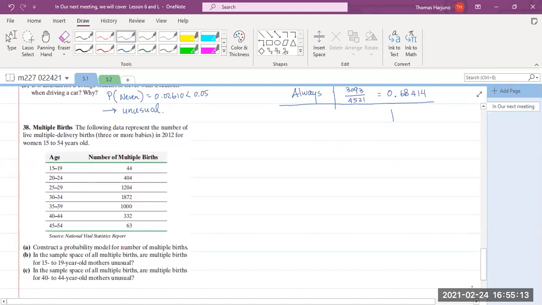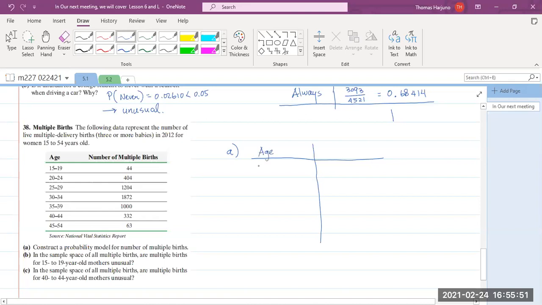Okay, number 38. The following data represent the number of live multiple delivery births, that's 3 or more babies, for 2012 for women from 15 to 54 years old. I would like you to construct the probability distribution here. So part A, I would like you to construct a probability distribution. I believe the procedure we did in the previous question is clear, right?